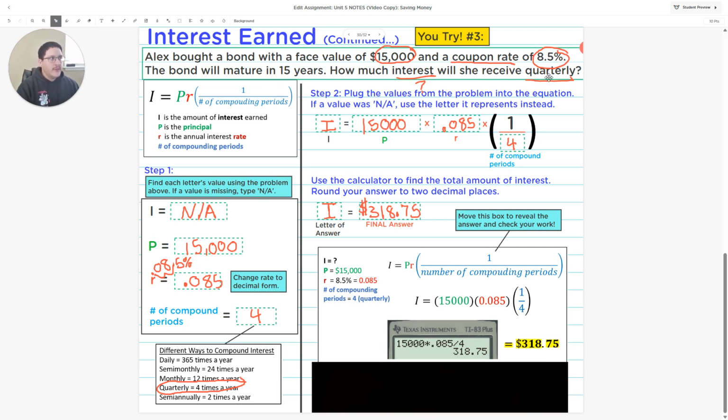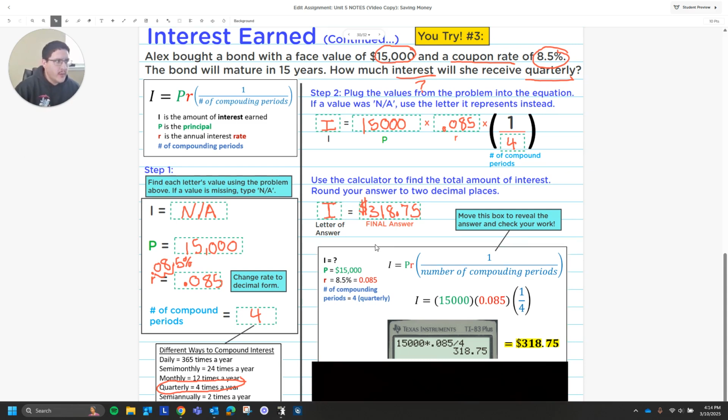Well, quarterly is 4 times. So she's going to be doing this 4 times a year. So 1 divided by 4 is the number of compounding periods. And then to calculate the interest for each quarter, we just multiply all of that together and get $318.75. So from her investment quarterly, she will get $318.75. And again, that's it for You Try number 3.